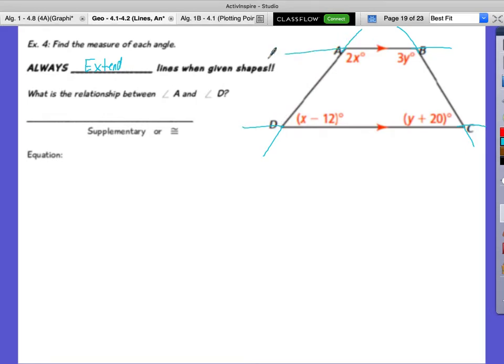I'm going to take these lines and just continue on. I'm extending them in the same direction they're already going. Because now, if we begin to look at this, we can see, hey, do A and D have an angle relationship? Because these are parallel lines cut by a transversal. What kind of angles would A and D be?